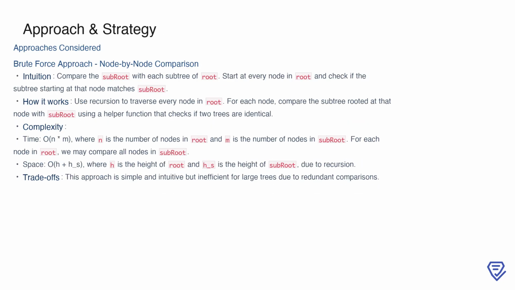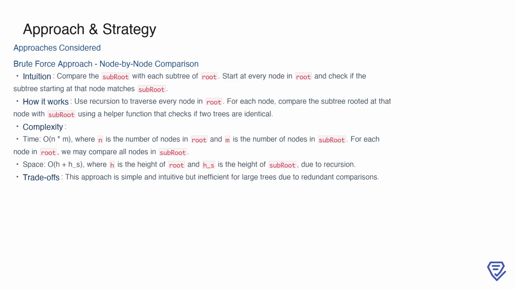To begin understanding the problem, we can consider the brute force approach. The idea here is straightforward. For every node in the main tree, which we call root, we check if the subtree starting at that node matches the given subroot. This is achieved using recursion. The helper function is key. It ensures that the two trees being compared are structurally identical and that their values match at every corresponding node.